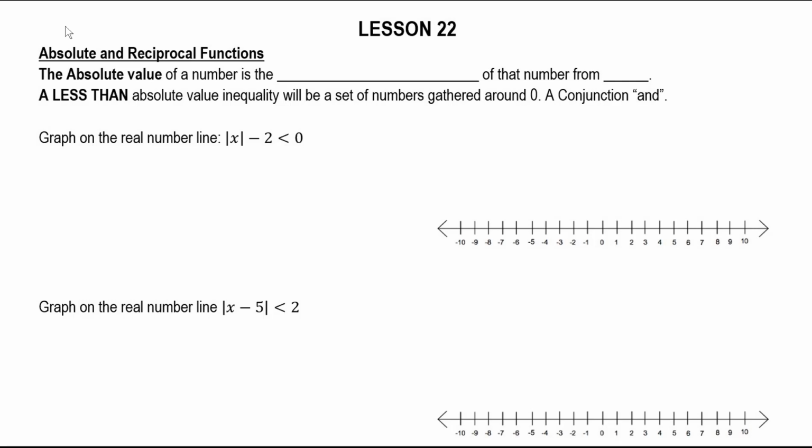So first of all, the absolute value of a number is the distance of that number from 0. So it's always a positive value. Distance is always positive. And that's the distance from 0.